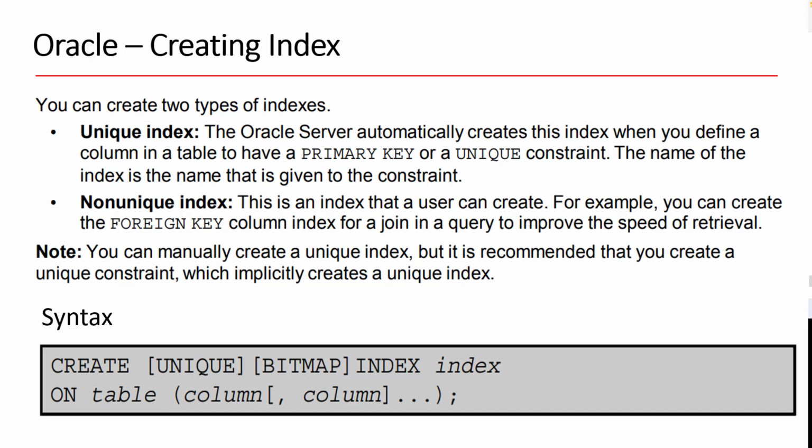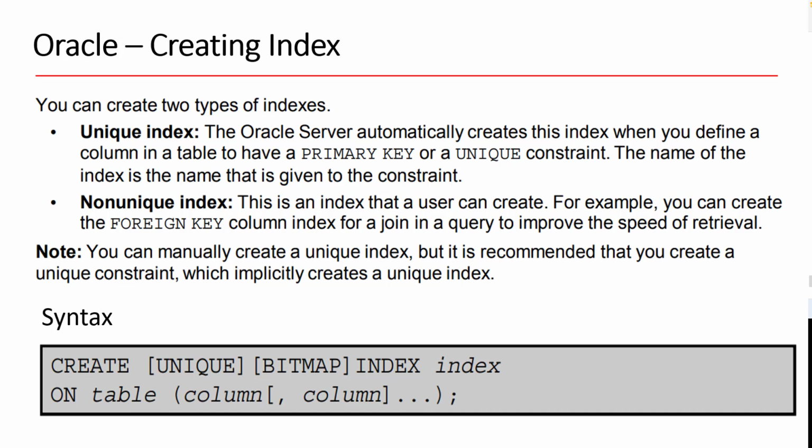You can create two types of indexes: unique index and non-unique index. Unique index: the Oracle server automatically creates this index when you define a column in a table to have a primary key or a unique constraint. The name of the index is the name that is given to the constraint.